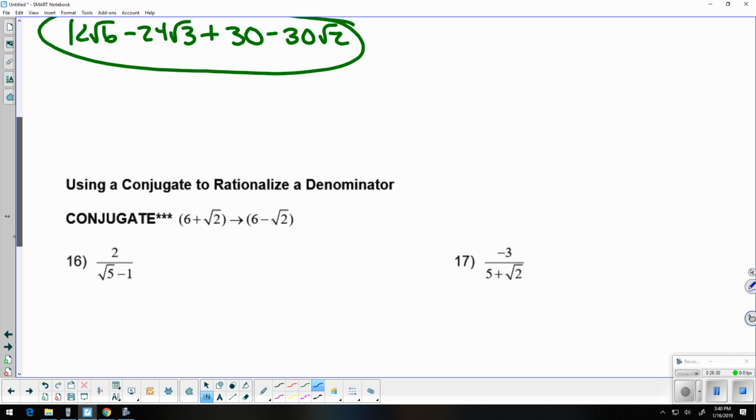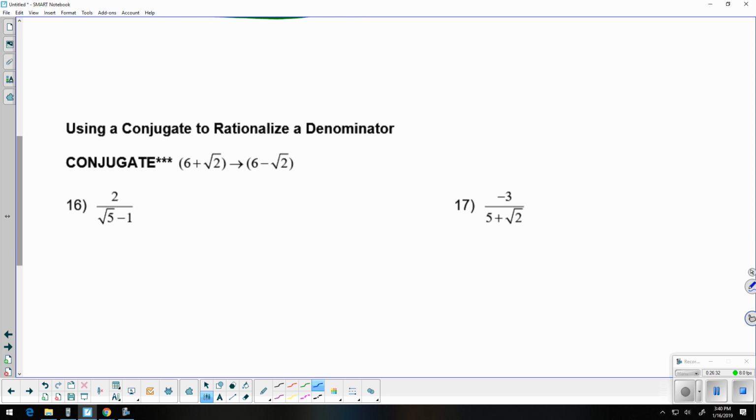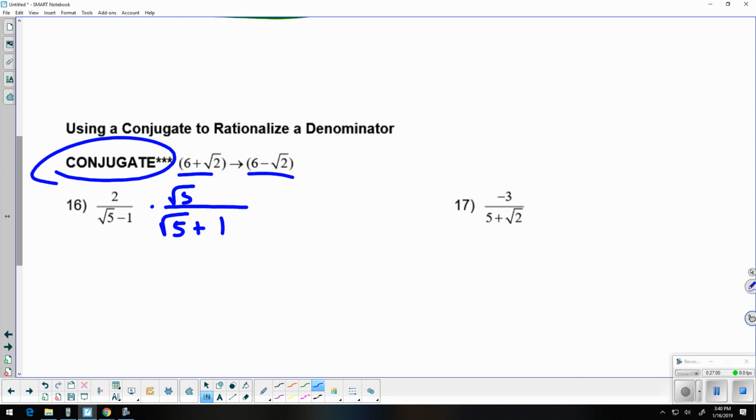And the last one, if you had to rationalize a denominator that's a binomial, so like square root 5 minus 1, think conjugate. You want to multiply by the conjugate. So there's an example here of what conjugates are. If you have 6 plus square root 2, the conjugate is just 6 minus square root 2. If I want to rationalize my denominator, I basically want to get rid of the radical on the bottom. I want that square root of 5 to go away. So in order to do that, I'm going to multiply by the conjugate, which is square root 5 plus 1. But I have to multiply the top and the bottom by that as well. So the whole entire fraction is changing, the numerator and also my denominator.